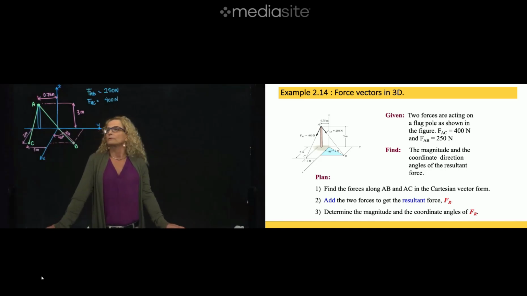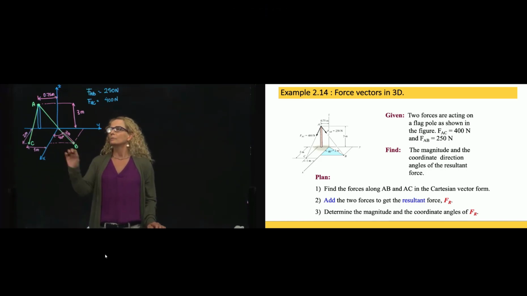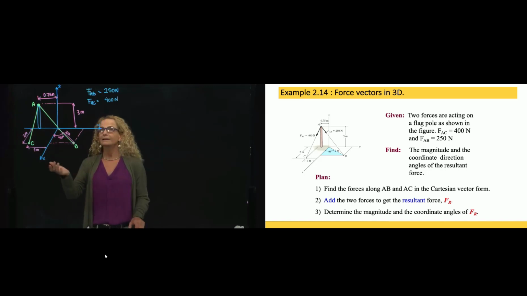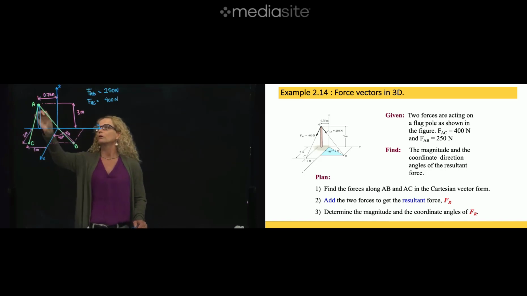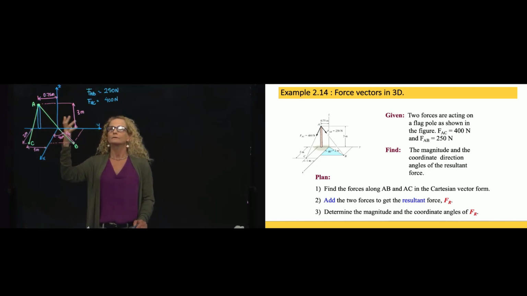Hi, this is problem 214, and we are adding forces in three dimensions. In this case, we have a pole right here that is sustained by two cables. We are given the values of the magnitude of the force developed in the cables. However, we want to find the resultant.